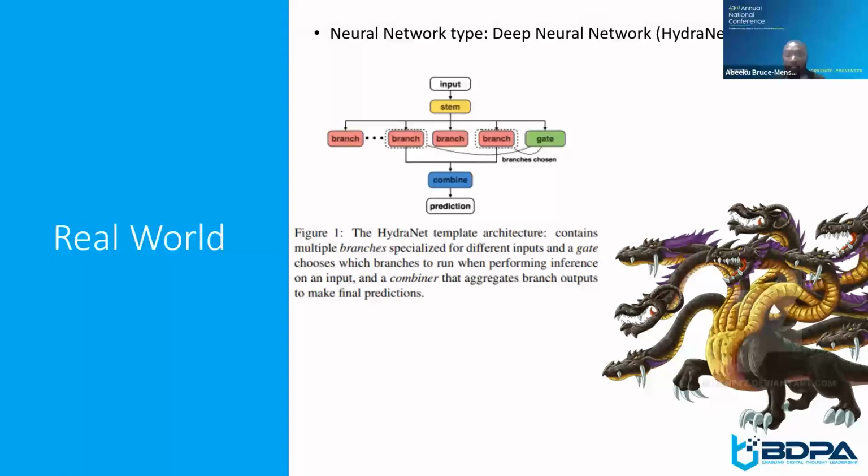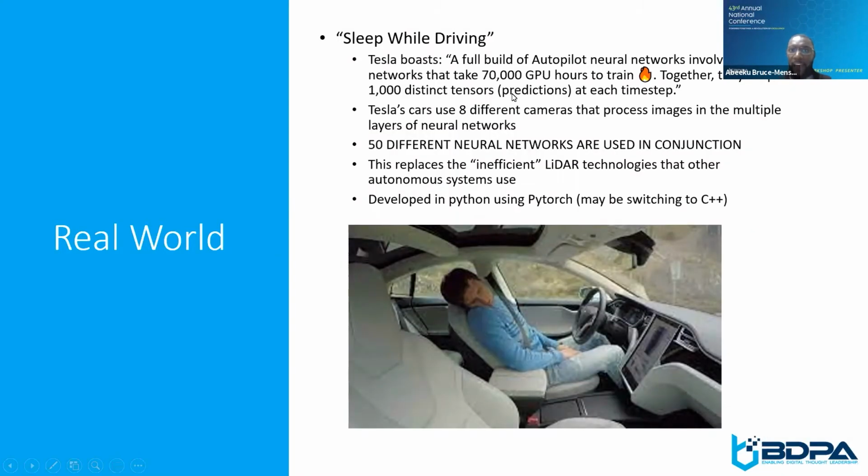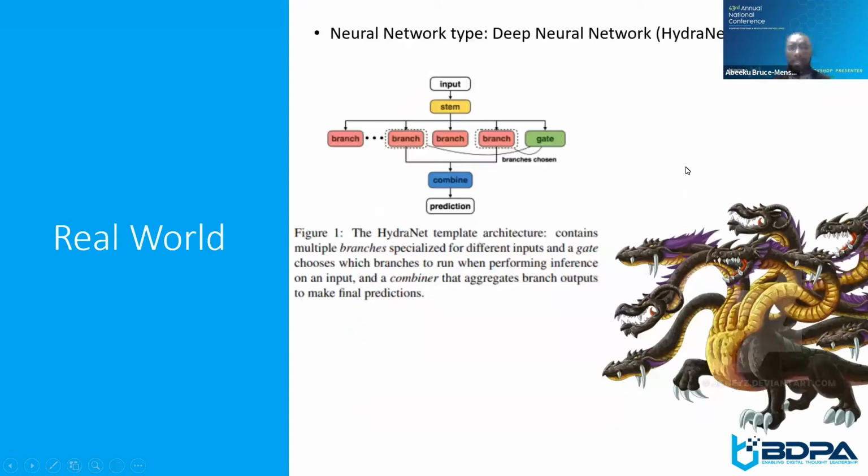So how do they get this done, right? I said specifically earlier that they have 70,000 GPU hours of training done, 1,000 distinct predictions at each time step. A time step is usually like a microsecond to a millisecond, 50 different neural networks. How do you get it done? What they're using is called a HydraNet. Now, a HydraNet is... before we continue on, I think we have a couple relevant questions.